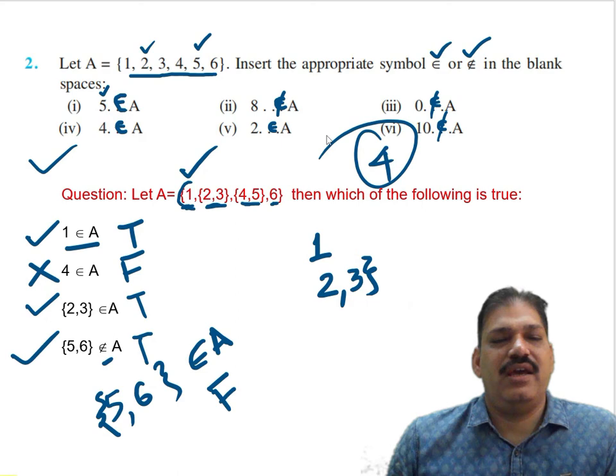So this is how we identify whether a given object is an element of a set or not. And to show an element, the Greek alphabet sign epsilon is used, and if it is not an element, then simply we cross it.